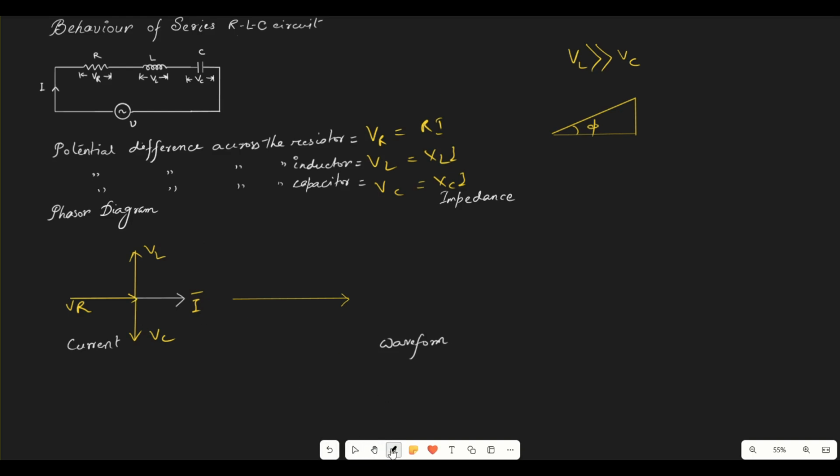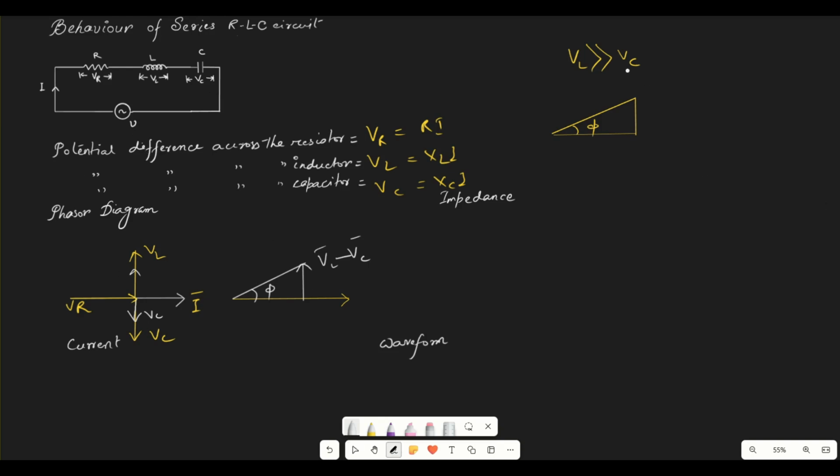So let me put another color for understanding. So suppose white. So if this is VC, then for the combination of VL and VC we will have to deduct the amount of VC from VL, so it will be somewhere around here. So finally the diagram will be like this, and this is your VL minus VC, and this will be the resultant. So now this is nothing but the representation of an RL circuit, right?